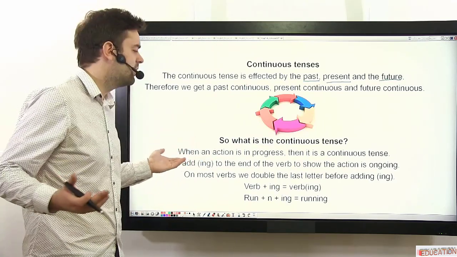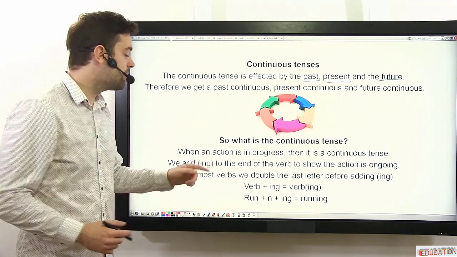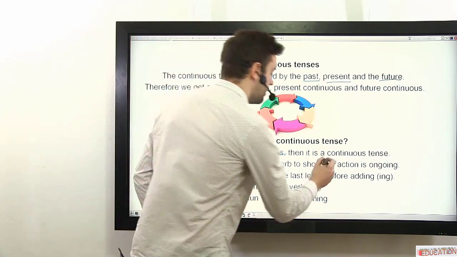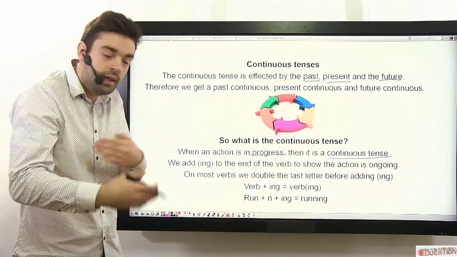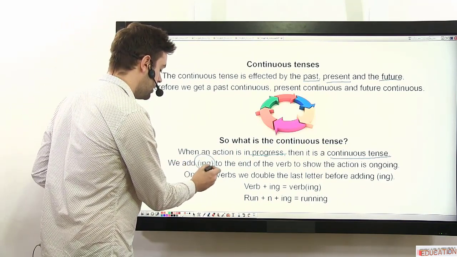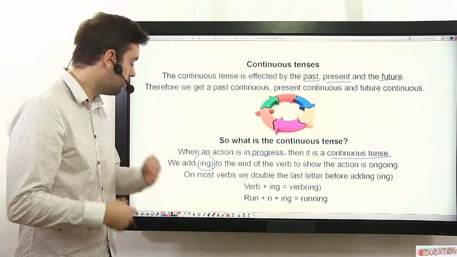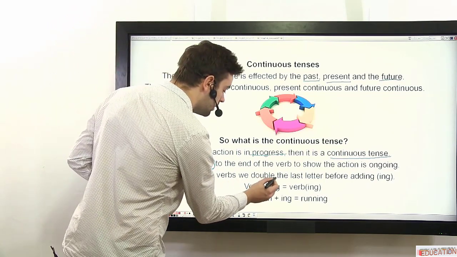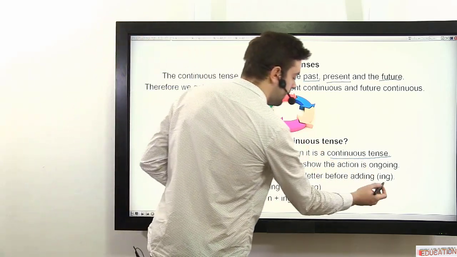So what is the continuous tense? Well, when an action is in progress, then it is the continuous tense. So if it keeps going, we add ing to the end of the verb to show the action is ongoing. On most verbs, we double the last letter before adding the ing.